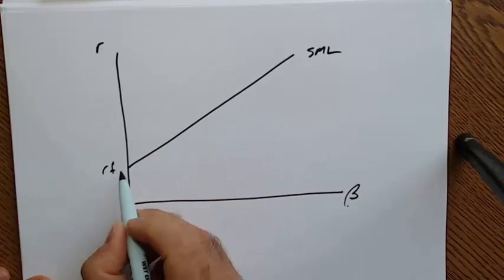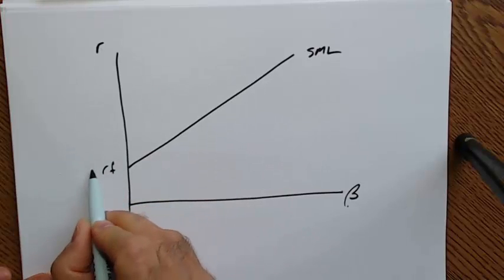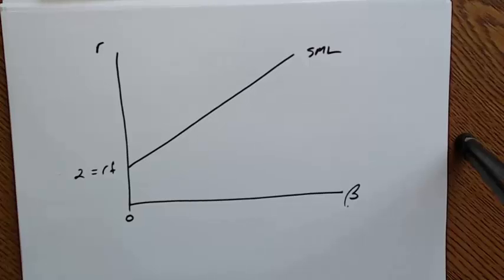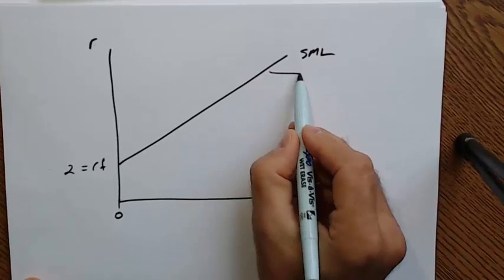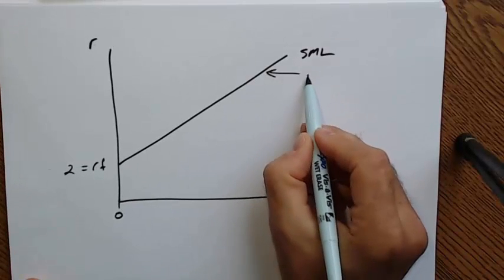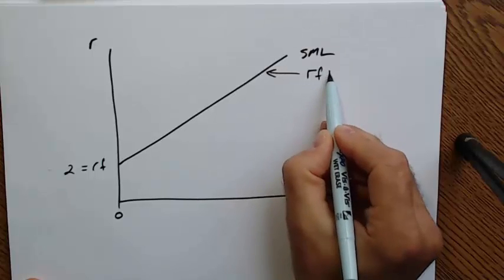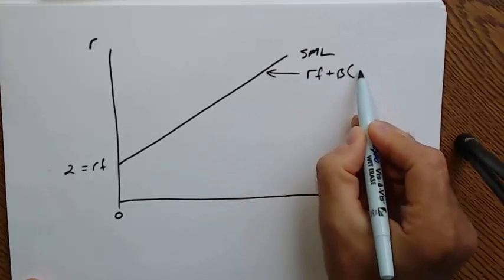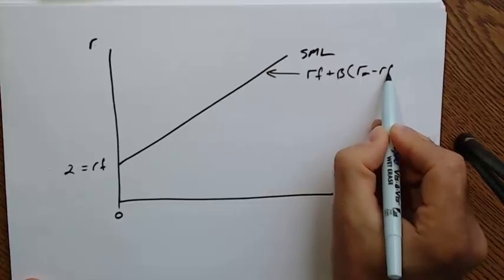So this would be, make up a number, 2%. Right now it's less than that. It's less than 1% in today's market because this is basically a T-bill rate, and that's less than 1% today. Now, the equation for this line is the RF plus the beta times the market risk premium.